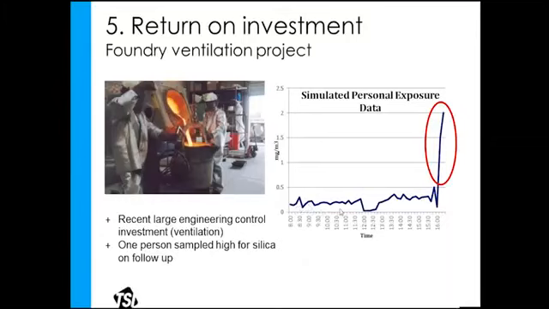It was pretty low. The engineering controls work. They take a lunch break. It drops down to almost nothing. Pretty low. And then at the end of the day, it just went through the roof. And that was high enough to put them overexposed for the whole day.